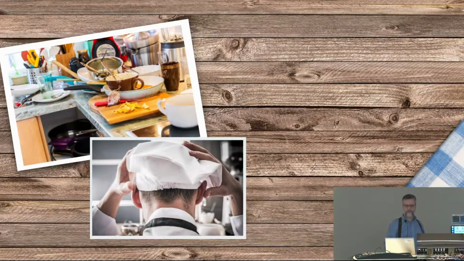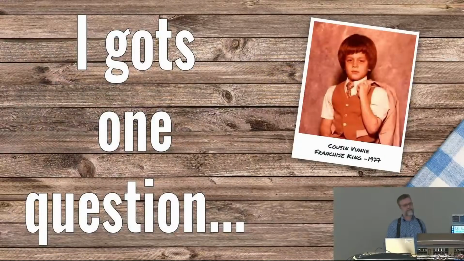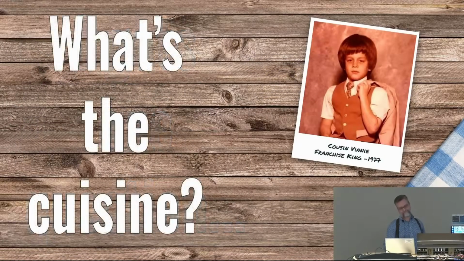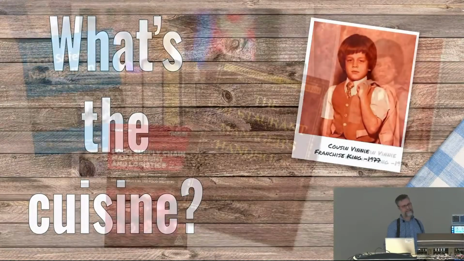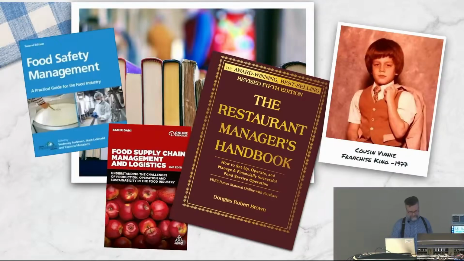I'm on my back porch. I can't even keep the kitchen clean. I need some help. I'm calling Cousin Vinny, the franchise king of 1977. Yo, Vinny. He said, I got one question for you. What's the cuisine? And he explained, he said, look, Cousin Billy Joe Jim Bob, and I can't talk with a New York accent, so forgive if your brain starts twitching, that's why.